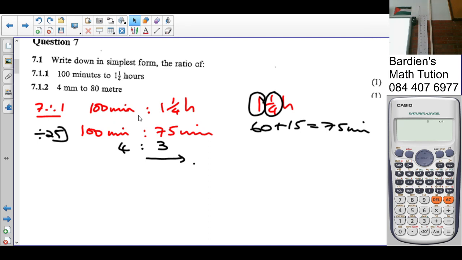Right. You see how easy this is? Right. Let's try another one.